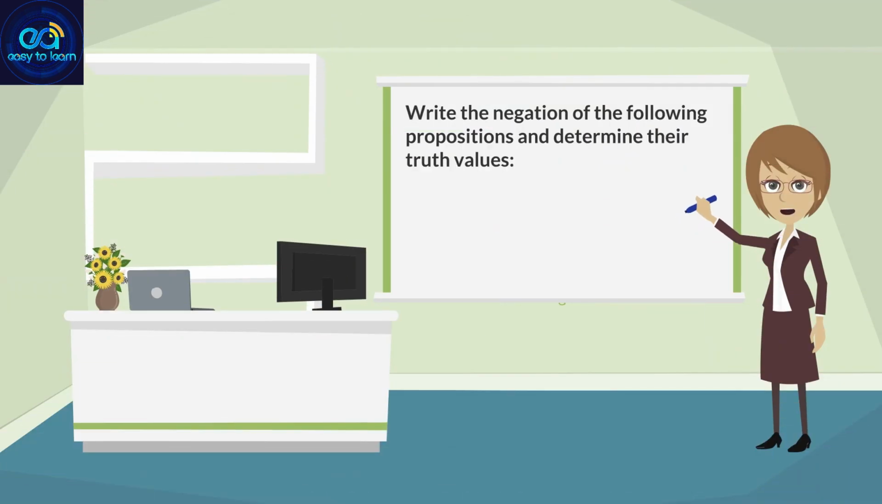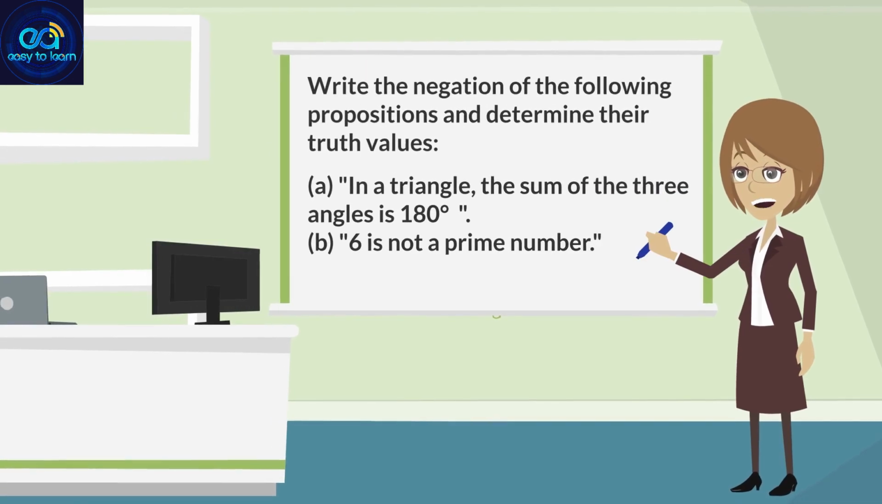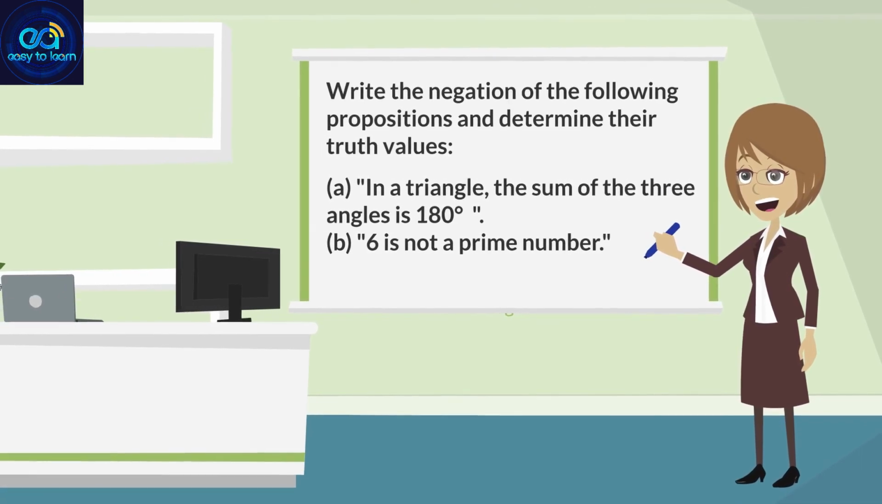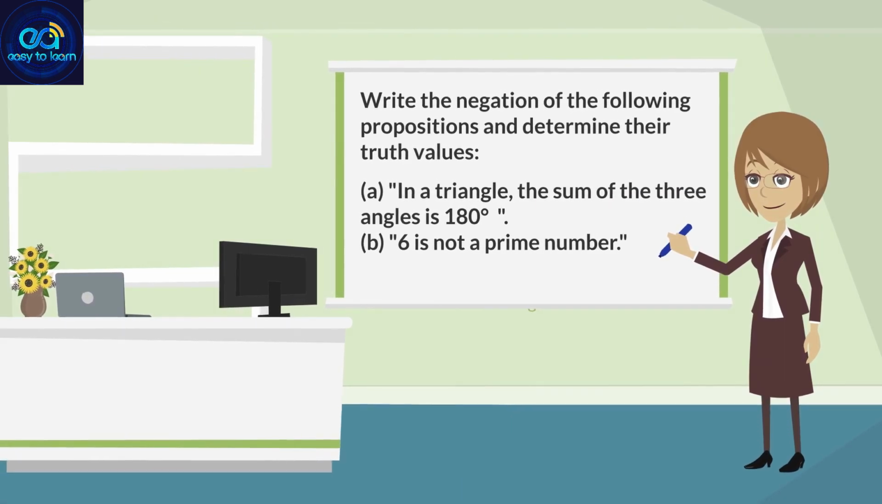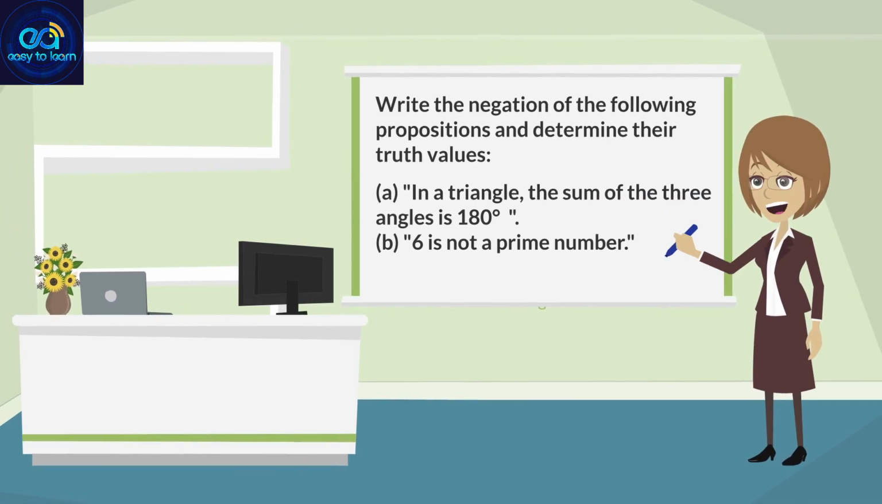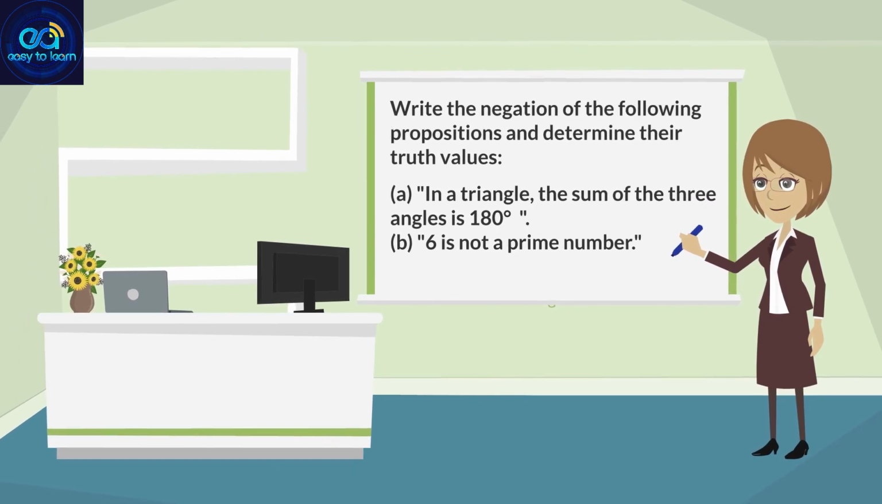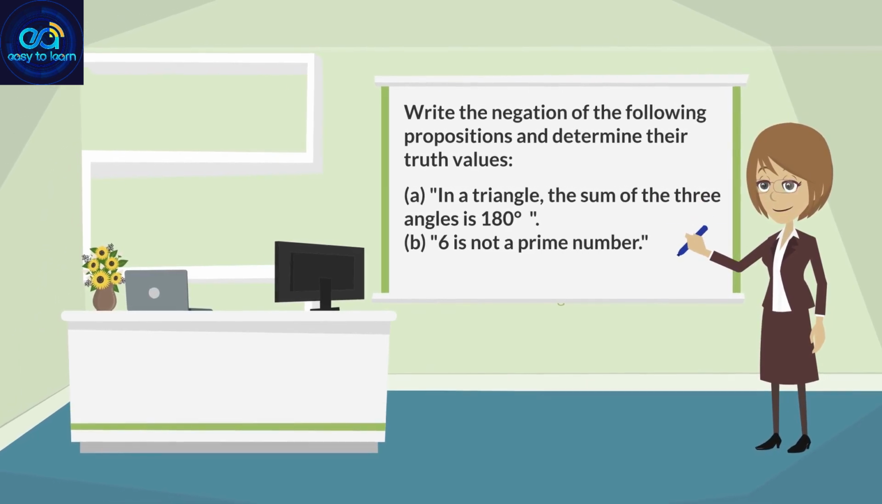Now, let's move on to the next exercise. I will write it on the board. Write the negation of the following propositions and determine their truth values. A. In a triangle, the sum of the three angles is 180 degrees. B. 6 is not a prime number.